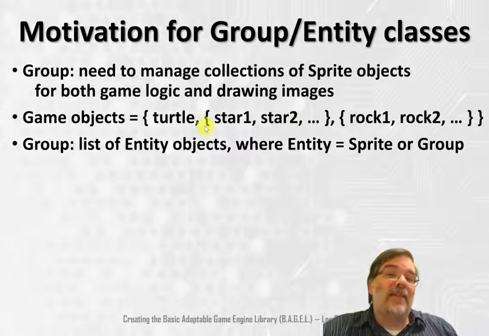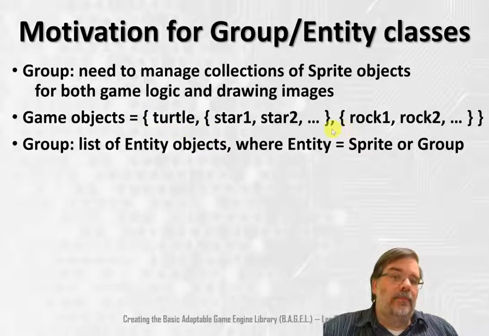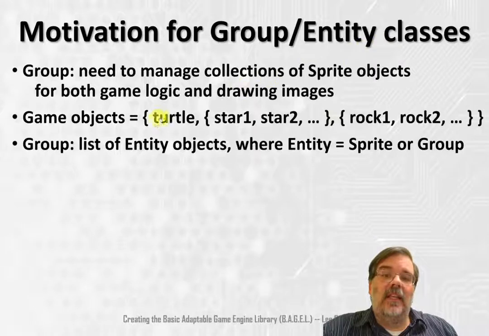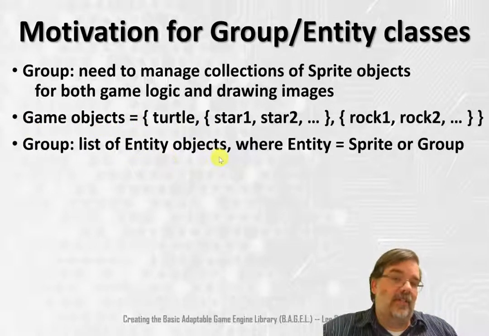The way we implement this in code will be, we need a superclass, right? We can't just create a list that accepts sprites or groups. What we can do is create a superclass which we call entity. An entity can be either an individual sprite or a group of sprites. And therefore our game objects will be a list of entity objects, where entities are these two special cases.